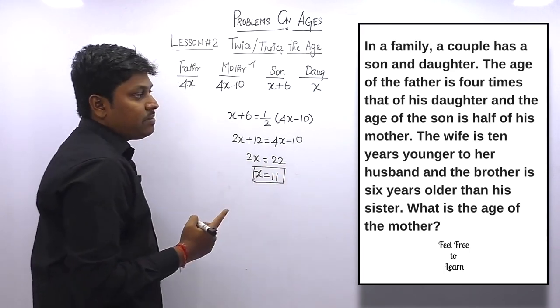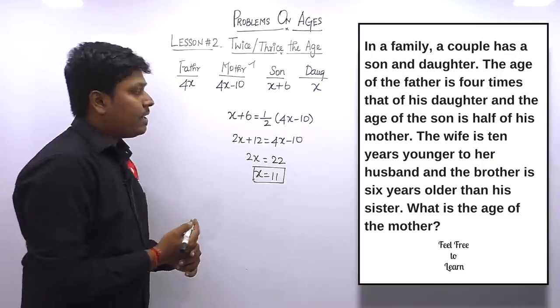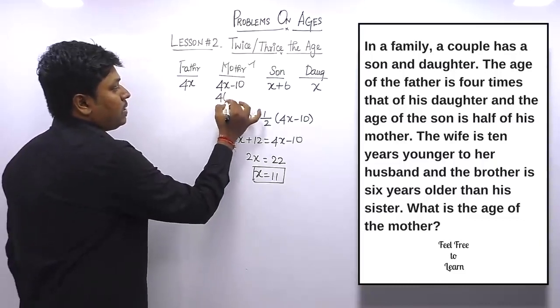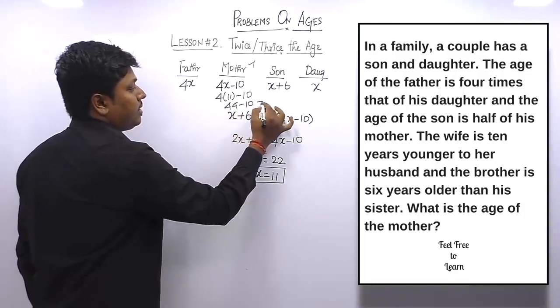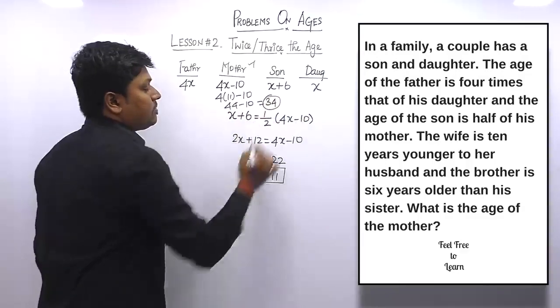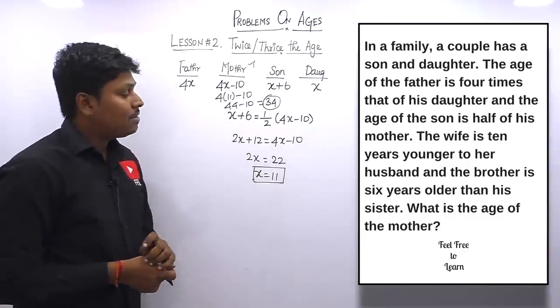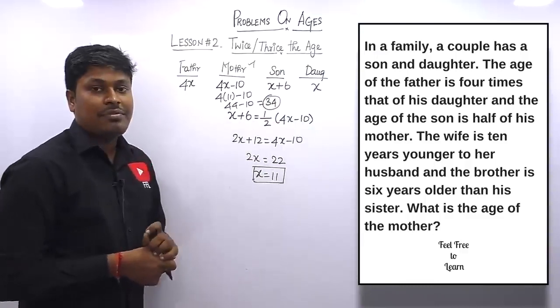And according to the question, our target is to find the age of the mother, right? So for the mother, 4 into 11 minus 10. So 44 minus 10 will be 34. So finally we can say the answer for this question: the age of the mother is 34 years.